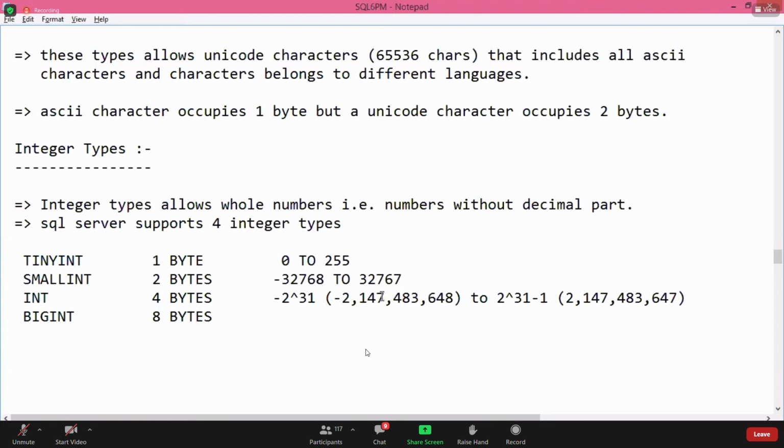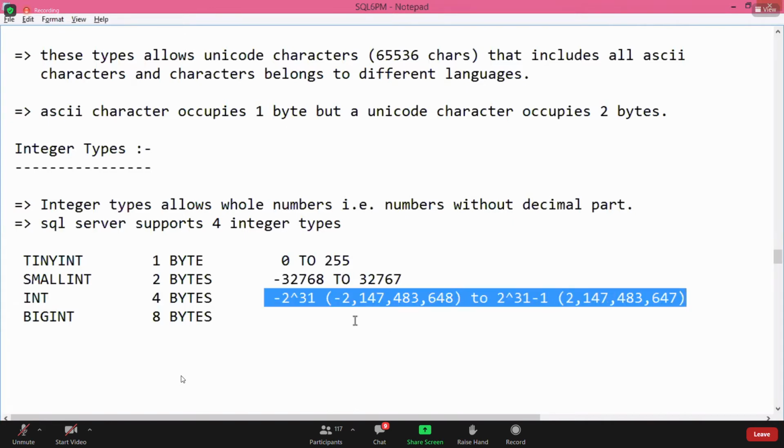Because 4 bytes means 32 bits, but 1 bit is reserved for sign. Actually, you should ask why not 2 power 32, but 2 power 31. It means the first bit is reserved for sign, plus or minus. So that's why minus 2 power 31 to 2 power 31 minus 1.